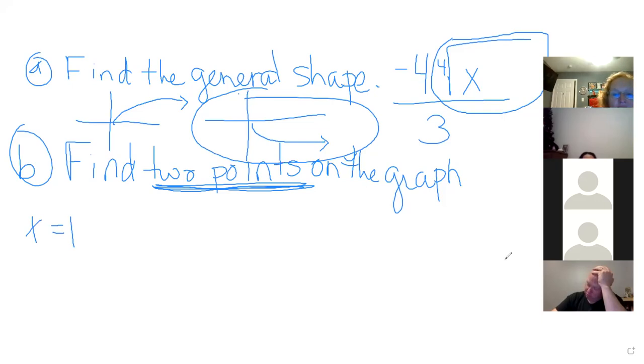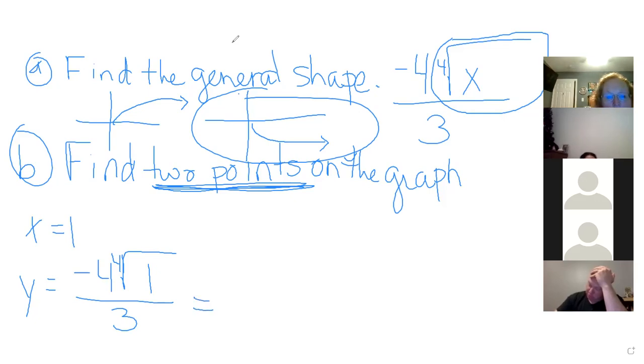Okay, so if x is 1, y is going to be -4 times the fourth root of 1 over 3. Let me get rid of that for a second. Let me draw that a little better. Okay, now what is any root of 1? Do y'all remember?